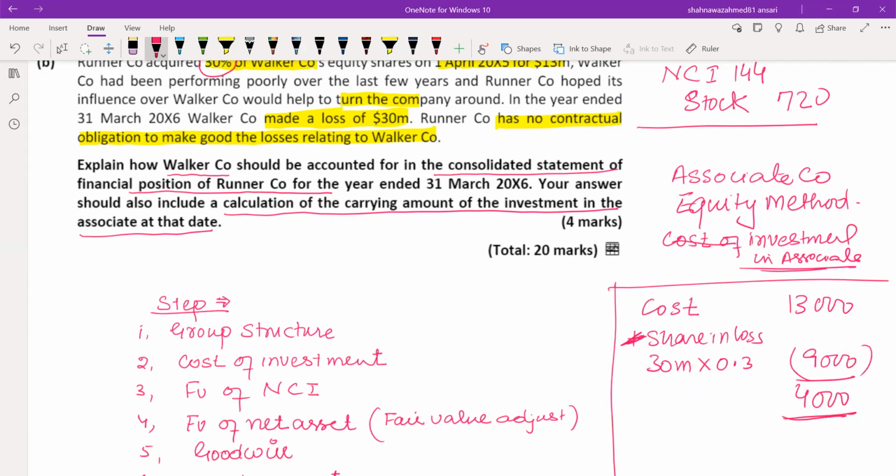So the theoretical version is that when you acquire an associate, initially it is to be recognized at cost, and subsequently at each reporting date, we have to calculate investment in associate, and we have to show profit or loss from associate in the consolidated financial statement. And at year end, we have to assess its impairment. And if there is any impairment, then we have to account for that impairment as well. So this is the theoretical topic of IAS 28.